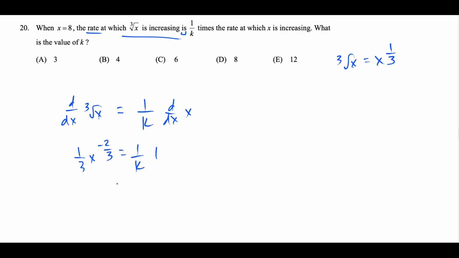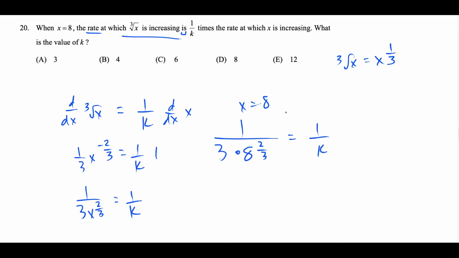So from this step here, we could rewrite this. We have 1 over 3 x to the positive 2/3 equals 1 over k, and they're saying when x equals 8. So when x equals 8, that gives us 1 over 3 times 8 to the 2/3 equals 1 over k. And now I'm using power over root here. 8 to the 2/3, the cube root of 8 is 2, and 2 to the second power is 4. So this gives us 1 over 12 equals 1 over k, which tells us that k is equal to 12. So this is going to be choice E.